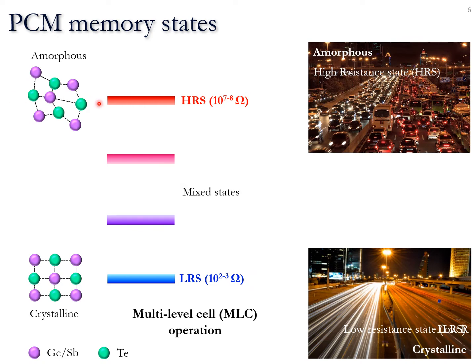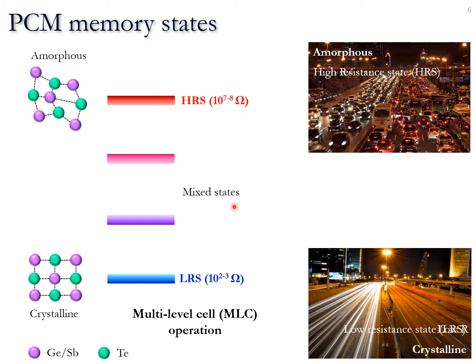Now, because of this very large memory window between the high resistance state and the low resistance state, the PCM HRS and LRS can not only be easily distinguished from each other, but we can also accommodate various other program states in between the HRS and LRS. These intermediate states can have resistance levels in between the LRS and HRS levels, and they are also known as the mixed states.